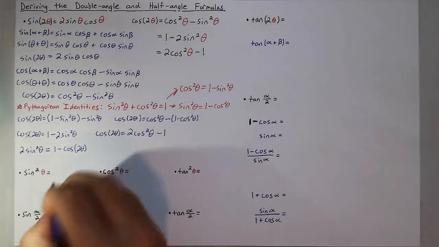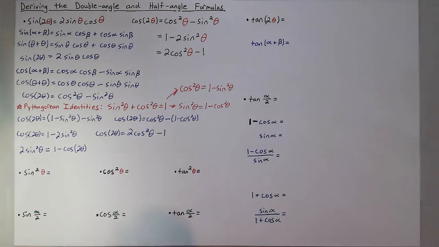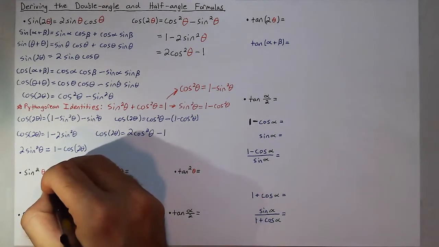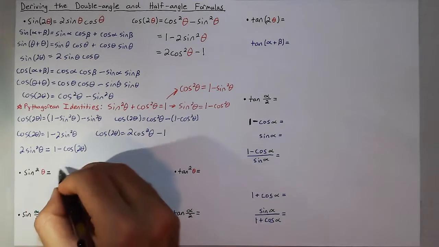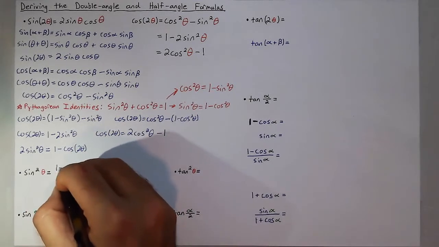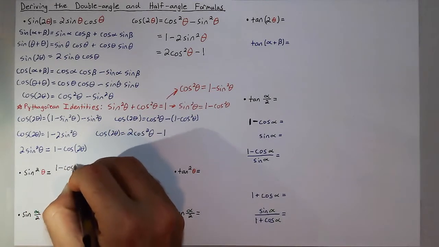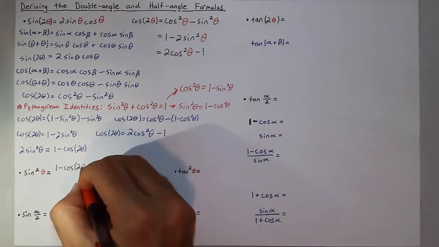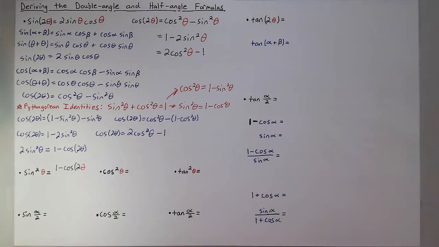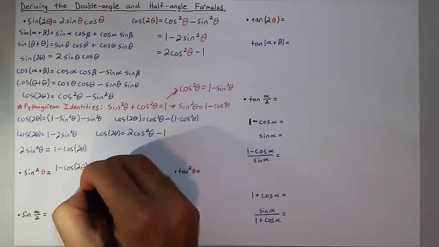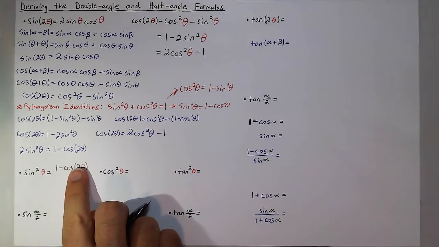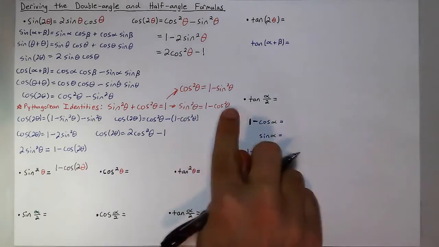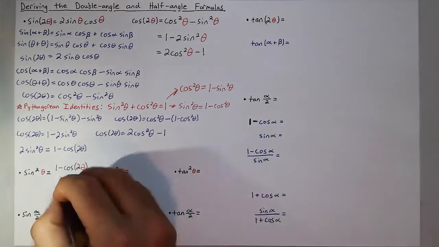And by dividing by 2, I can say that sine squared of theta is equal to 1 minus cosine of 2 theta, over 2. They often refer to these as power reducing formulas, because we went from a power of 2 to a power of 1, while this one over here just kept it at a power of 2.